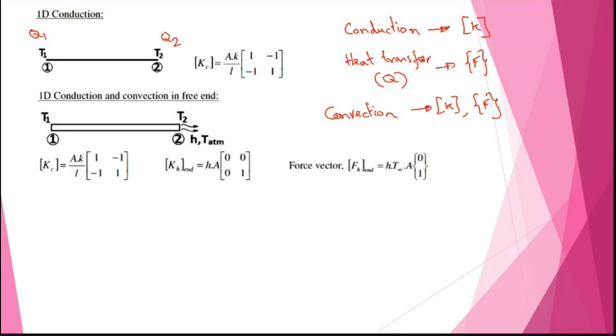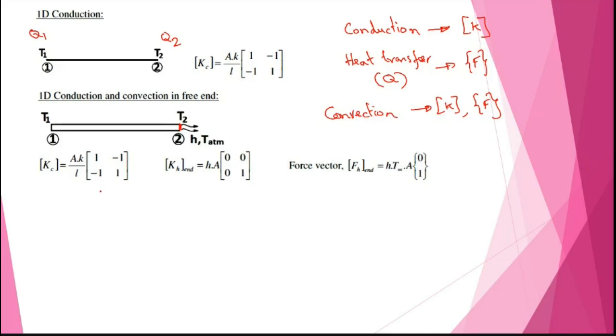So conduction and convection. You can see that this is my body object. You have conduction, and you have convection only on this end. In that case, as I told you, for conduction you have two matrices, so you have a stiffness matrix also. First, the conduction matrix is this: A K by L, [1 -1; -1 1].